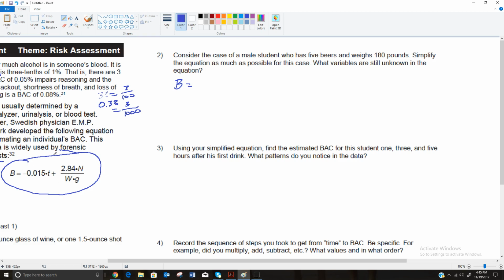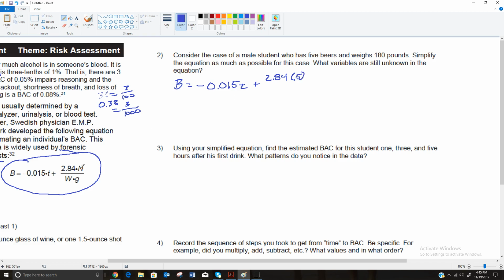We've got this, which is steady, negative 0.015. That's a constant. That doesn't change. We don't know how long they've been drinking, so T is still T. Plus 2.84 is also a constant. N, we don't know. Oh, no, we do know. It says he's had 5 beers, so N is 5.